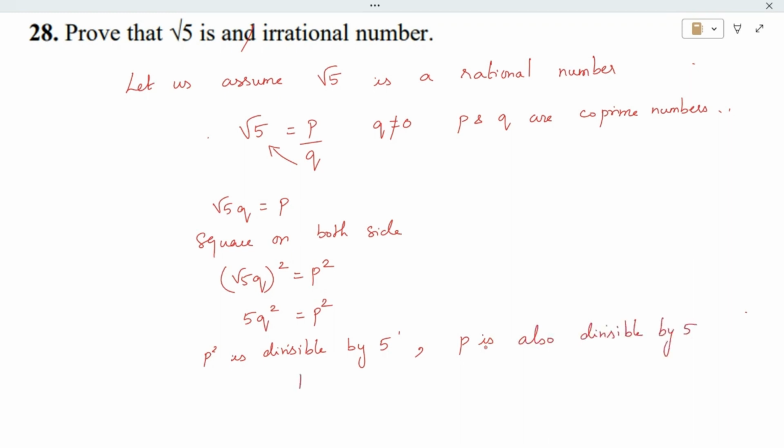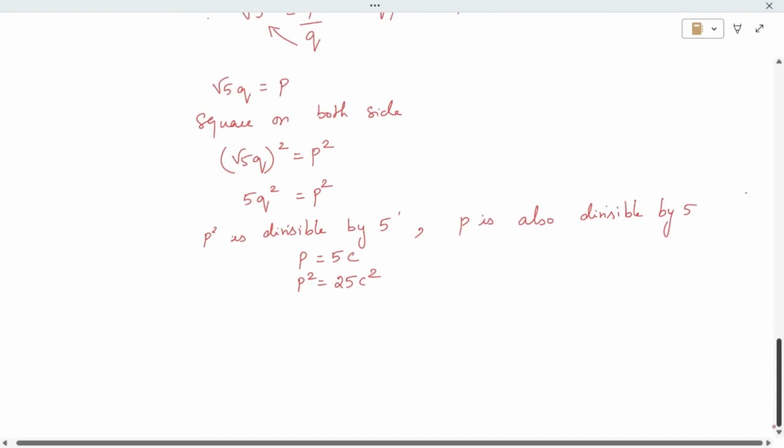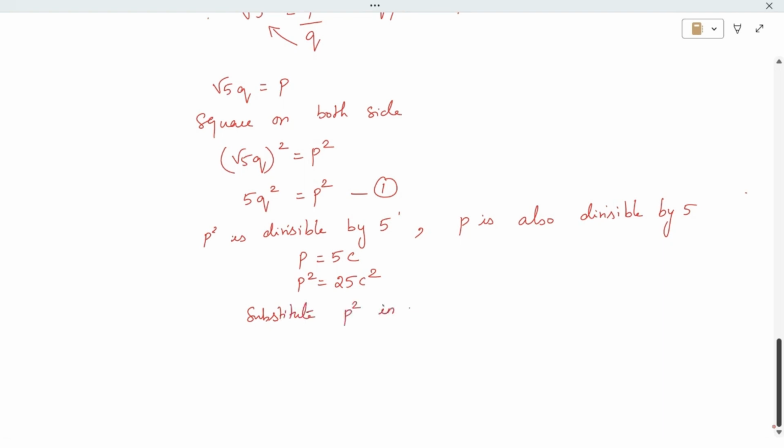So I can express p as 5c. Okay, so p square is equal to 25c square, because I have to substitute in terms of p square. Now take this as equation 1. So substitute p square in equation 1. So we will get 5q square is equal to 25c square, isn't it? So again, if I just cancel 5 on both sides, you will get q square is equal to 5c square.